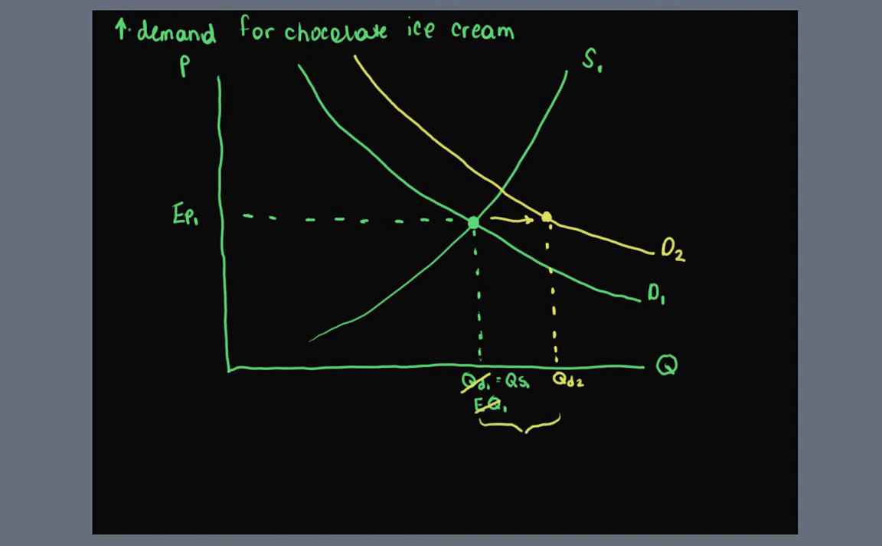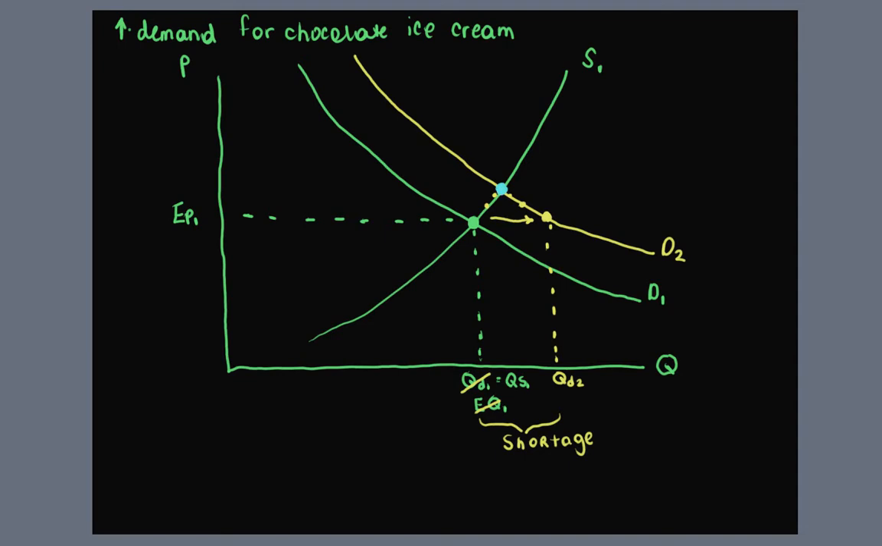More people want ice cream at that price than suppliers are willing to supply at that price. So what will happen is a kind of bidding war with our hypothetical auctioneer, where the price will start to go up. Suppliers realize they can increase prices because a lot of people want chocolate ice cream. Prices go up until we get to a new equilibrium where quantity supplied again meets quantity demanded. I'll put equilibrium 2 here. This was equilibrium 1.